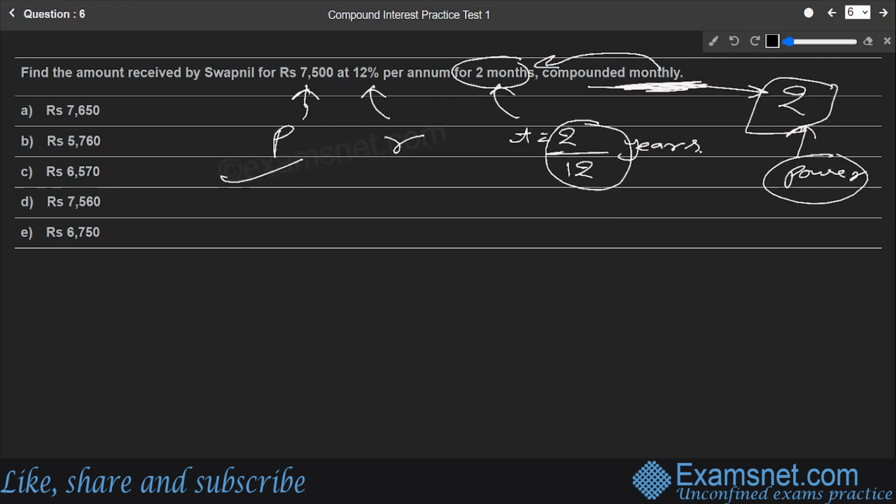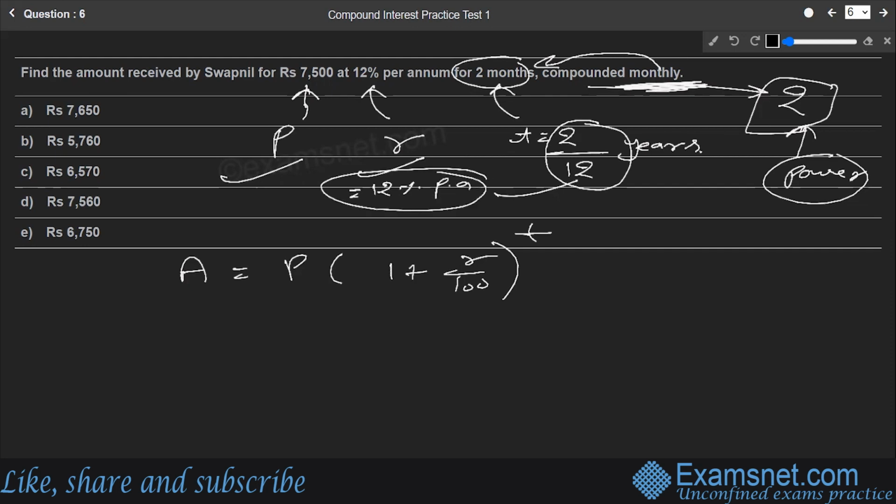Principal is 7,500. Rate is given. Time is given. We are just supposed to find the amount received. The formula for amount is P into 1 plus R over 100 to the power T. Here, the rate of interest is given as 12% per annum, which is an annual rate. But he is compounding it monthly. That means if the 12-month rate of interest is 12%, what is the rate of interest for 1 month? It will simply be R by 12. So we calculate this for monthly.